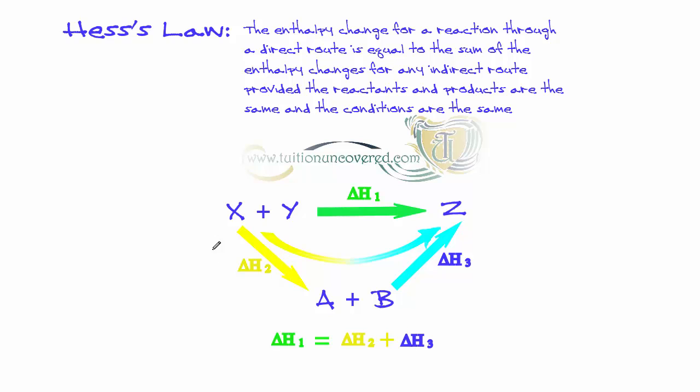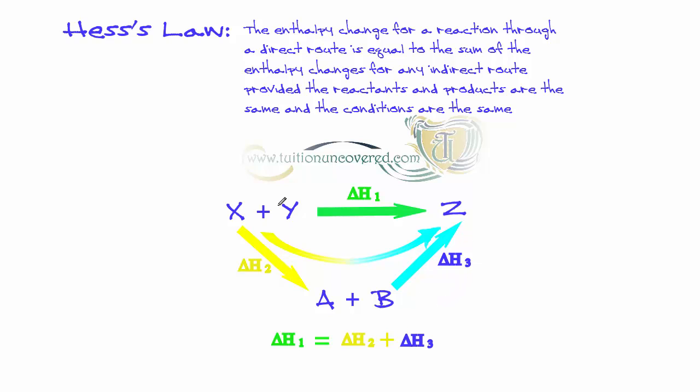So here, in this schematic, the reactants, X and Y becoming Z, the product, the enthalpy change, which I've labelled as delta H1 for that direct reaction. However, they could have alternatively become A and B. That reaction would have had delta H2 as its enthalpy change. A and B could then have become Z through a different reaction, delta H3.